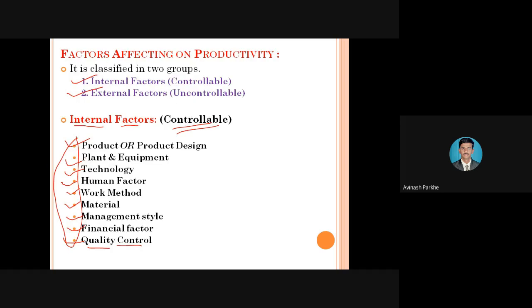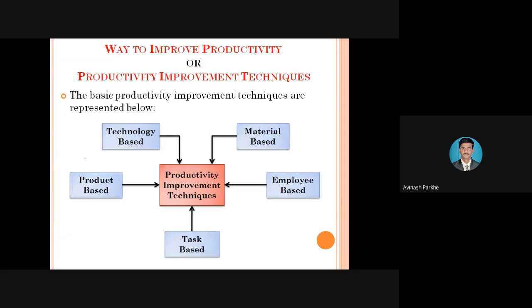So these are some internal and external factors which affect the total productivity. Means if we manage all these internal and external factors in the proper way, then your productivity can be increased. If we do not manage all these factors, automatically your output decreases. If output decreases, means your productivity also goes on decreasing.